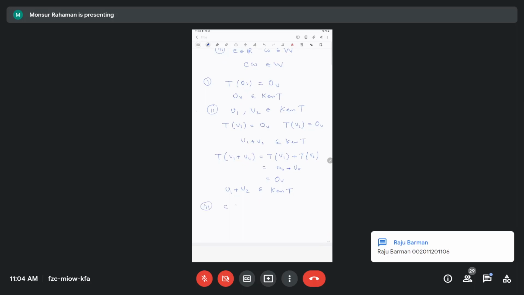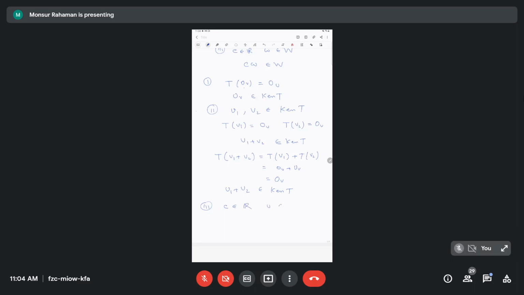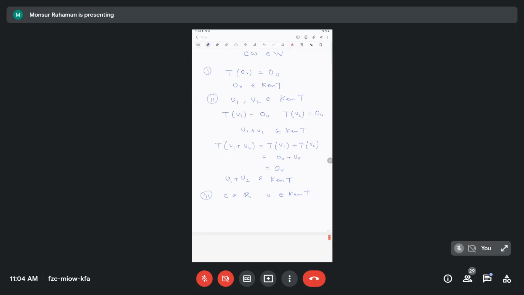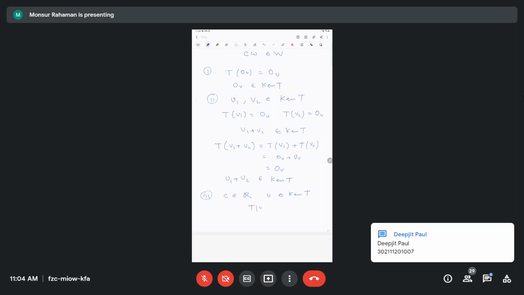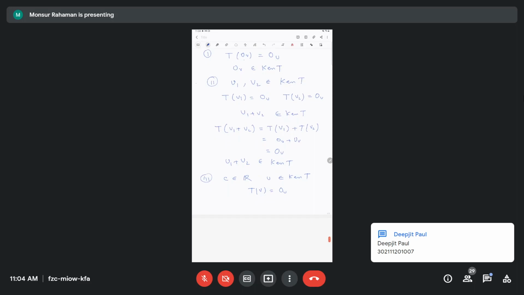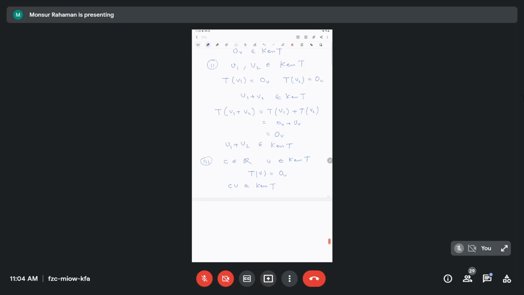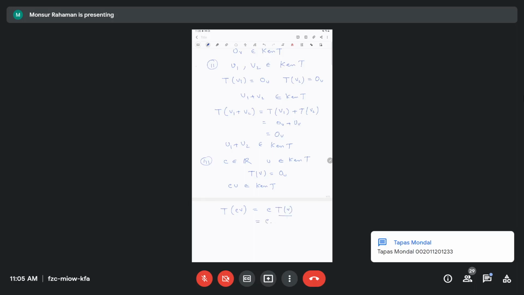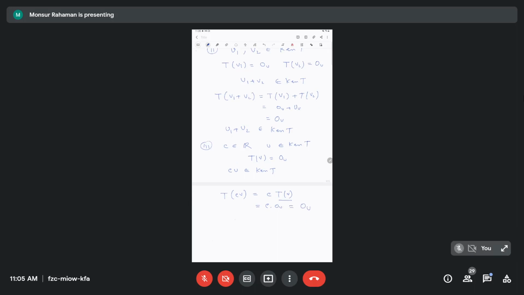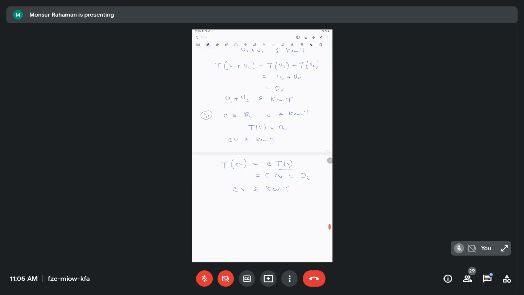Third condition: C is in R and V is in ker T. As V is in ker T, TV equals 0u. Now you have to prove that CV is also in ker T. So you have to send TCV. By the linear transformation definition, it is CTV, and because this is 0u, and obviously multiplying by any constant, it will be again 0u. So CV is in ker T. So ker T is a subspace of V.